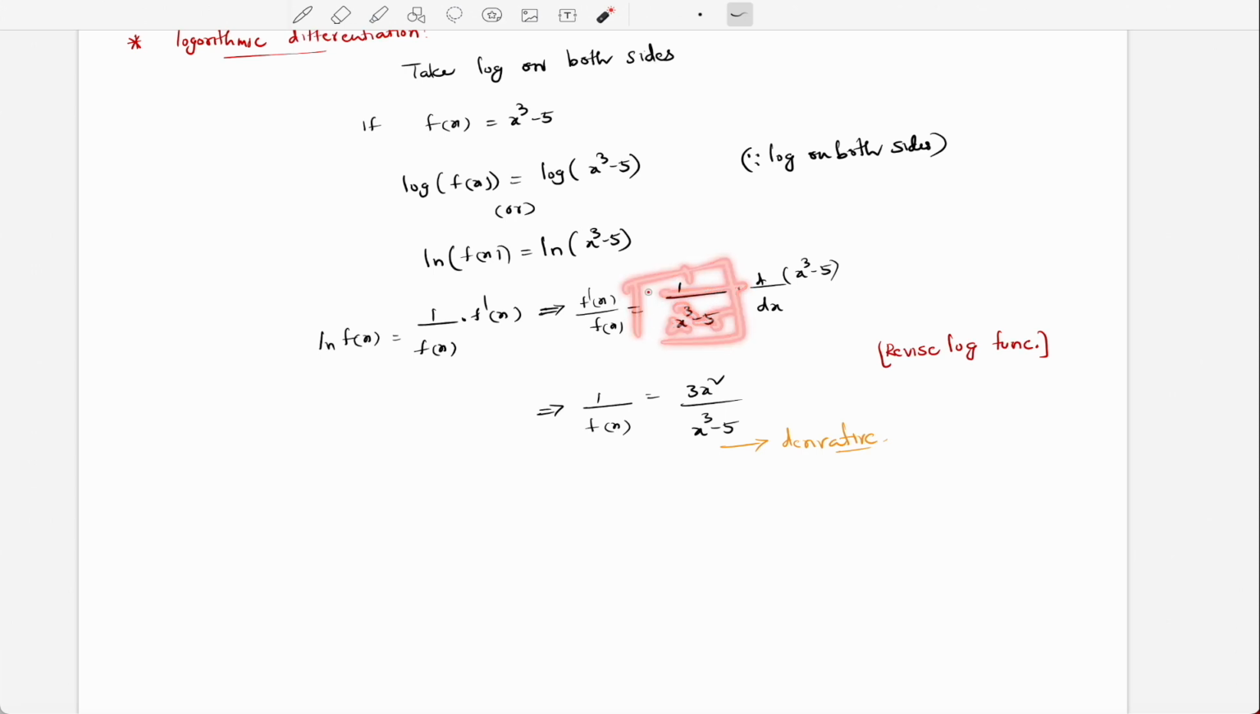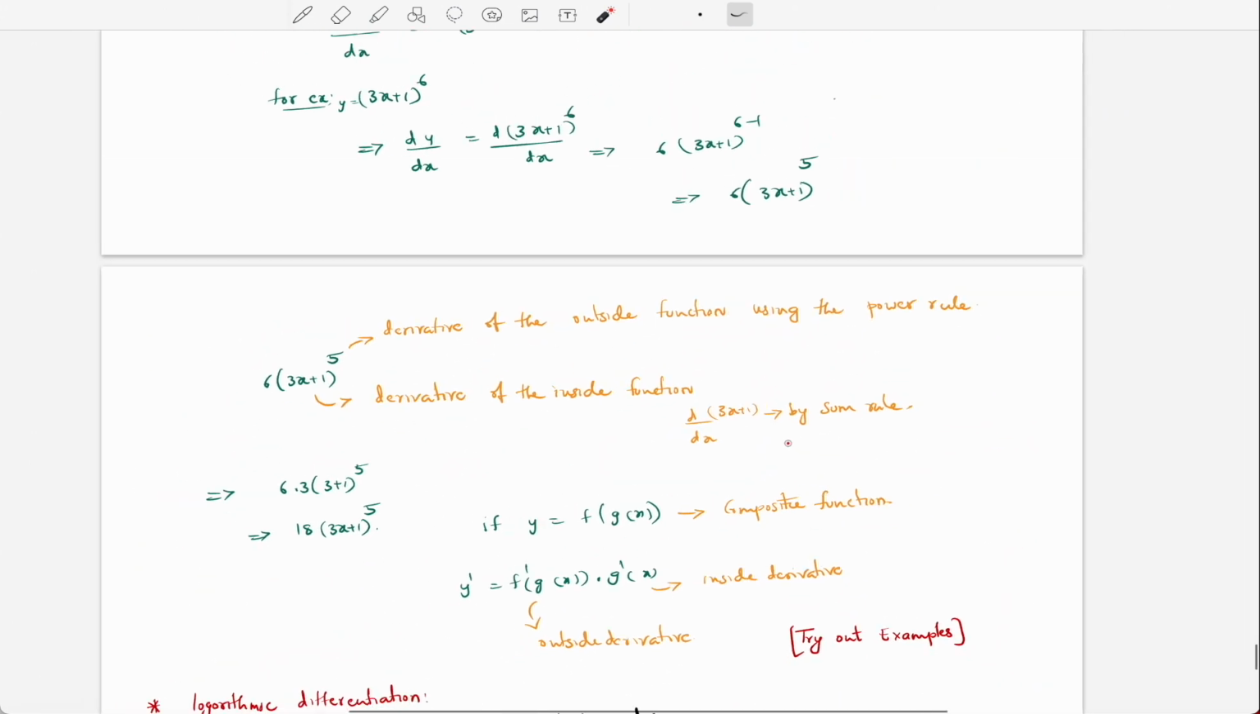In our previous rules we discussed that the derivative of log x becomes 1 by x. So this is the formula here. Then we simply multiply with the derivative of that function, and we will get our derivative here.